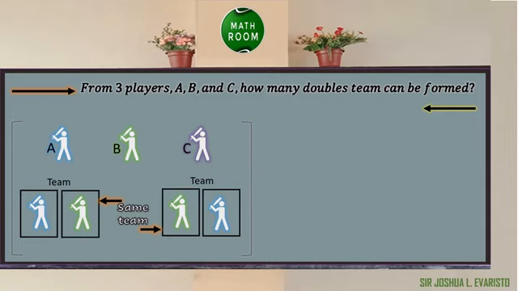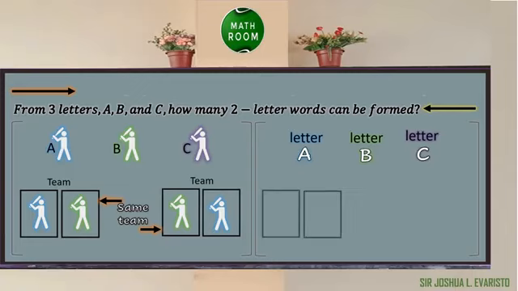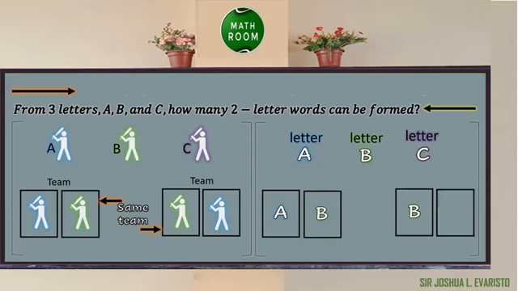How about the second question? Given 3 letters A, B, and C, we will form 2-letter words. Let's say we choose A first, followed by B. Does it make any difference if we choose letter B first, followed by letter A? Of course, the word AB is not the same as the word BA.